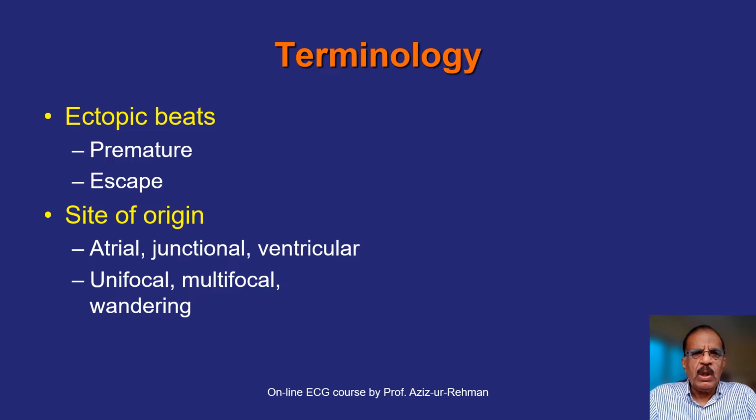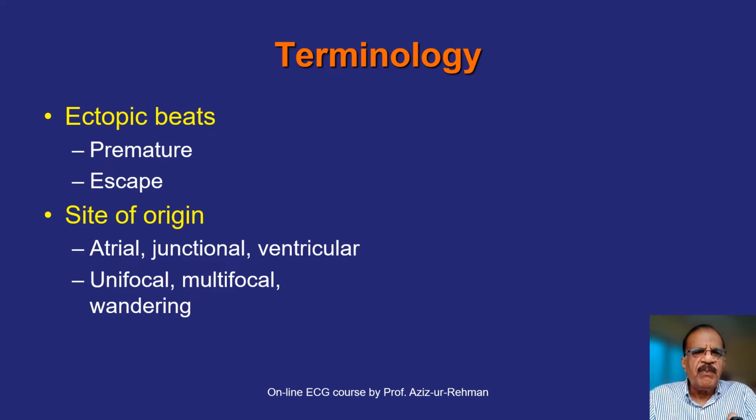Then you can also classify them depending upon the site of region. They could arise from atria, they could arise from junction, AV node, or they could arise from ventricle. So accordingly, we call them atrial, junction, or ventricular. In one strip, you may have multiple types also. Then unifocal, multifocal. If you have multiple ectopics, they may all be coming from one focus, or they may be coming from different foci. And then sometimes there may be a wandering ectopic pacemaker. That means it is the same pacemaker, but it is not at one side, it is moving.